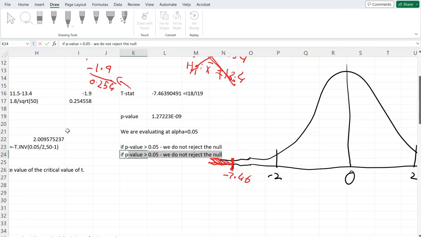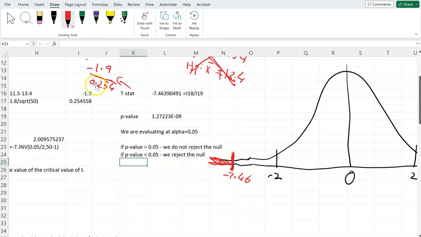If the p-value is less than 0.05, we reject the null. Now, what if the p-value is equal to 0.05? Then it's your call. Some books say you should not reject it. Some books say you reject it. But usually the p-value is rarely at exactly 0.05.